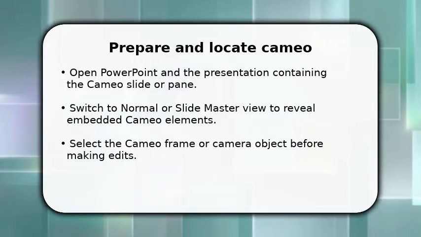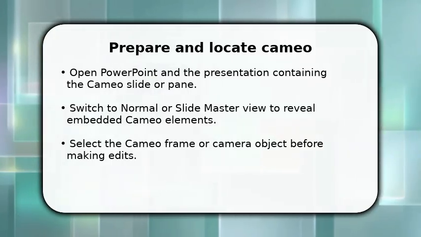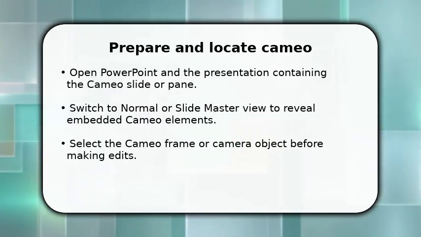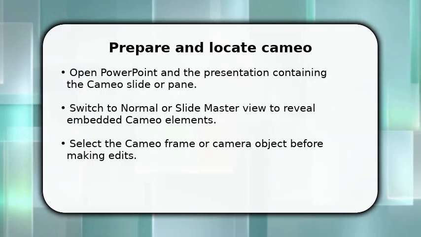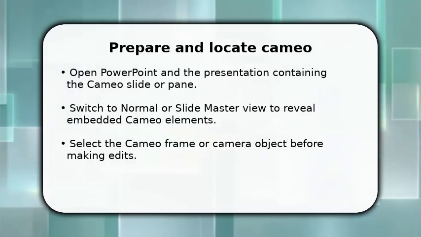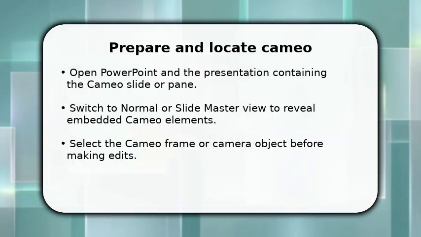You start by opening the file and immediately locating the Cameo element. This saves time. Click Normal View, then find the slide with the Cameo or Open Slide Master if it's a template-level Cameo. Once the Cameo box is visible, click directly on the frame so you have an active selection. This ensures subsequent commands target the right object.